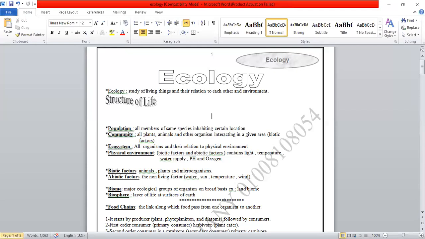So that is population: all members of the same species inhabiting a certain location, and I told you what is meant by the same species. Next, community. What is meant by community?